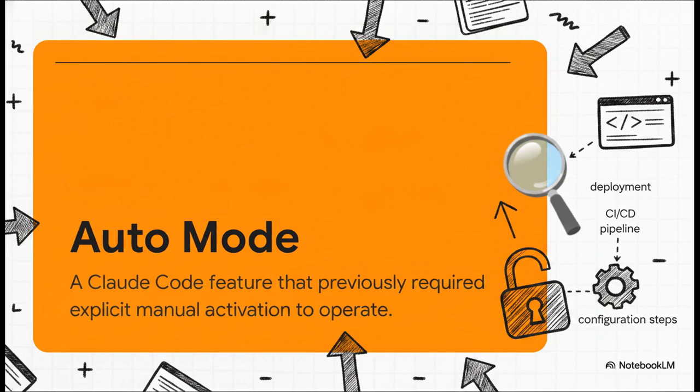You're diving into server configs, tweaking deployment scripts, and modifying your CI/CD pipeline just to get auto mode to even wake up. It was your classic opt-in hurdle. And as any DevOps pro will tell you, every manual step you're forced to take is just another potential point of failure. It's a massive roadblock to true automated scalability.